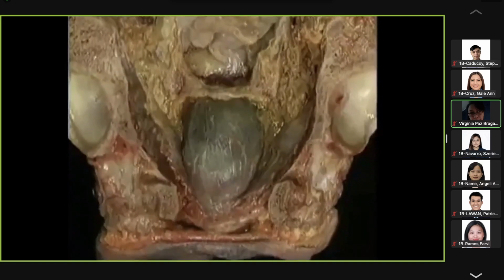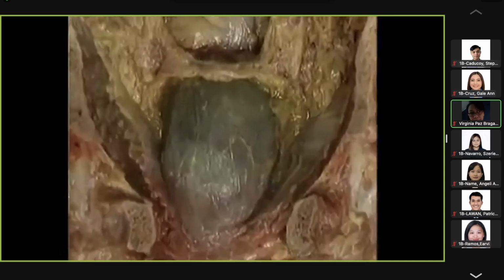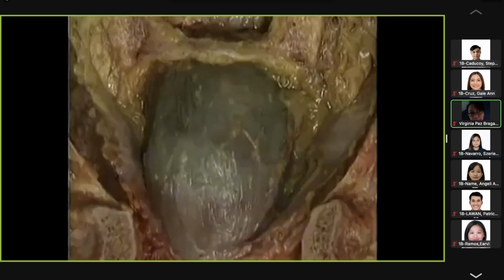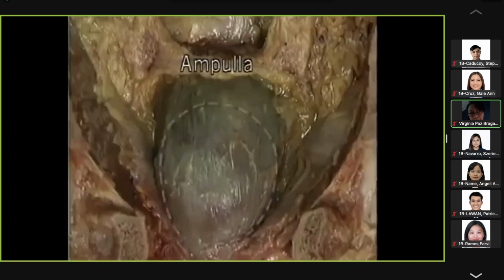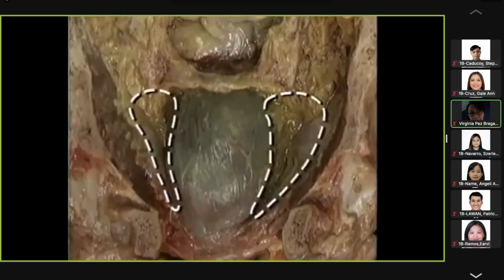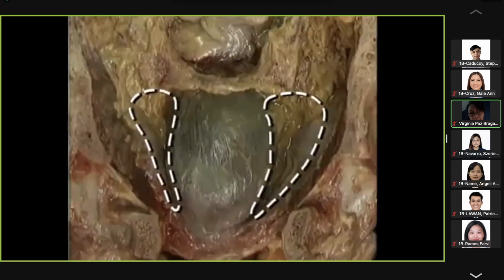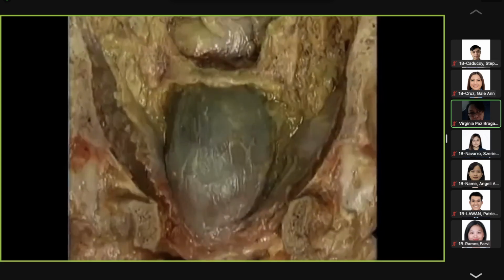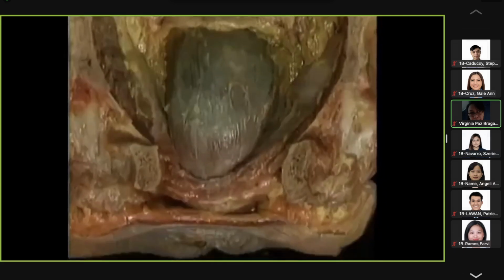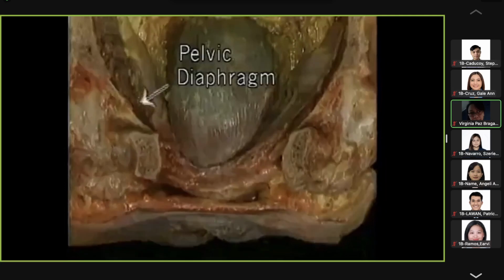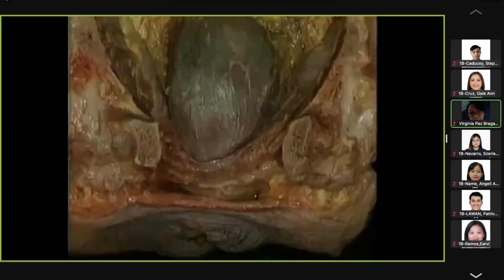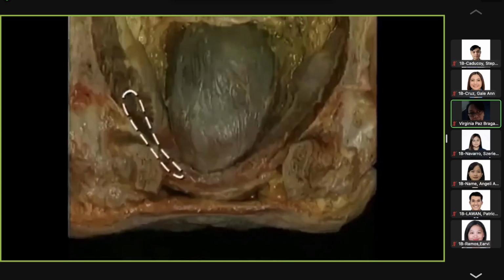As the sigmoid colon merges into the rectum, the taeniae broaden out, so that the rectum has a coat of longitudinal muscle that's almost continuous. The lower part of the rectum, known as the ampulla, is quite distensible. This space around the rectum isn't empty. In life, it's occupied by fatty connective tissue that accommodates to changes in the size and shape of the rectum. Here's the pelvic diaphragm sloping down on each side. It's formed mainly by the levator ani muscle. This is the puborectalis part of the levator.